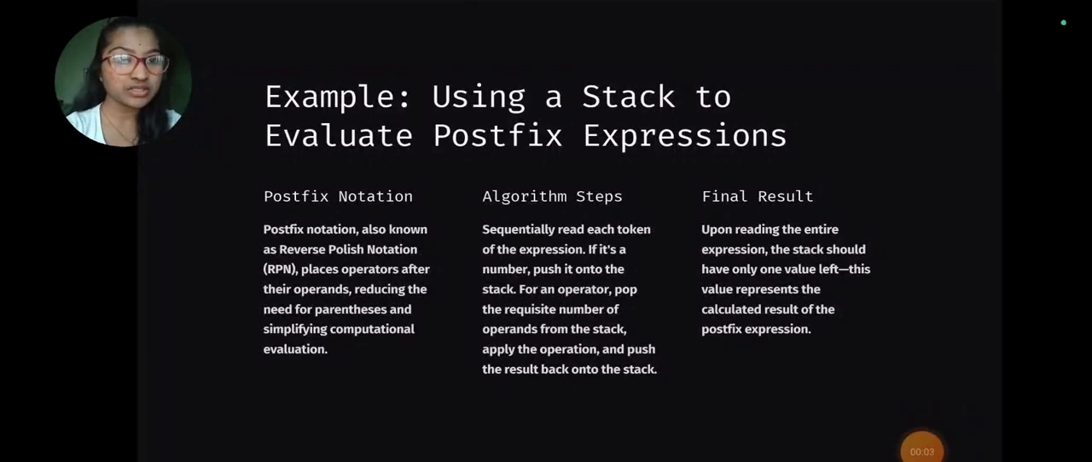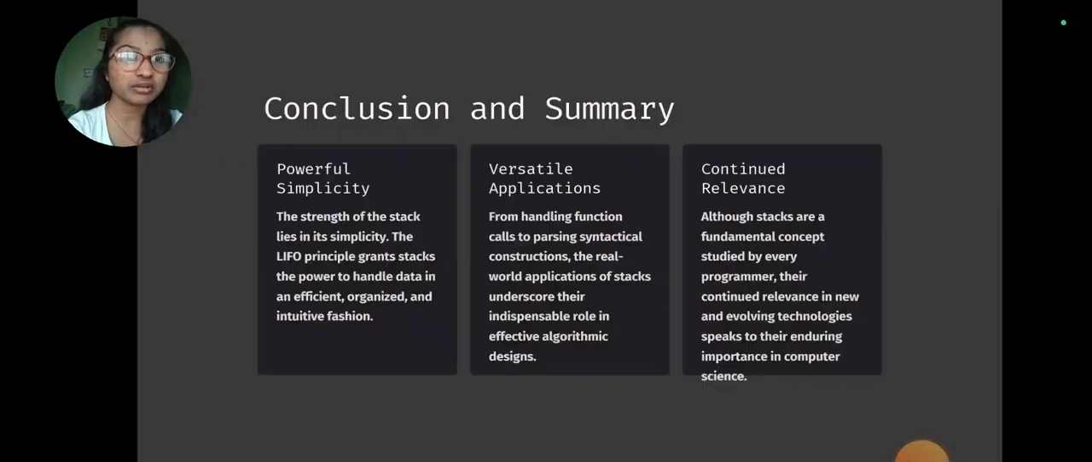Algorithm steps. Sequentially read each token of the expression. If it's a number, push it onto the stack. For an operator, pop the requisite number of operands from the stack. Apply the operation and push the result back onto the stack. Final result. Upon reading the entire expression, the stack should have only one value left. This value represents the calculated result of the postfix expression.